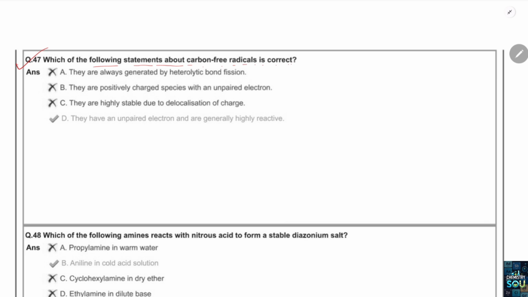In question number 47, which one of the following statements about carbon free radicals is correct? They are always generated by heterolytic bond cleavage, no, it is homolytic bond fission. They are positively charged species with an unpaired electron, no, that is describing a radical cation. They are highly stable due to delocalization of charges, always delocalization is not possible. They have an unpaired electron and are generally highly reactive. That is the most appropriate answer.